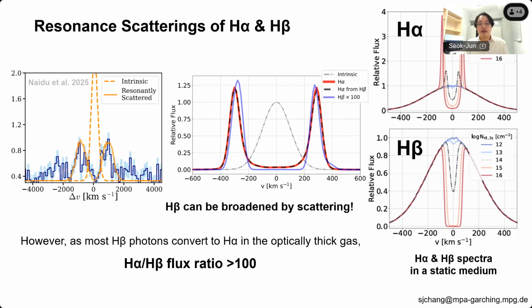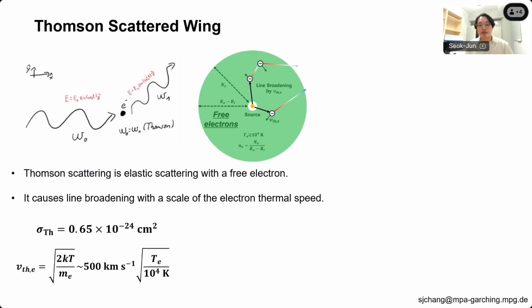So next is Thomson scattering. Let's switch gears and look at Thomson scattering. Thomson scattering is simply elastic scattering off free electrons. Because the electron is much lighter than hydrogen, in the ionized gas the electron velocity is much higher than that of hydrogen. At 10 to the 4 Kelvin, the electron thermal motion is 500 kilometers per second. So if photons undergo Thomson scattering just a few times, it easily makes a broad wing, with a width over 1,000 kilometers per second.